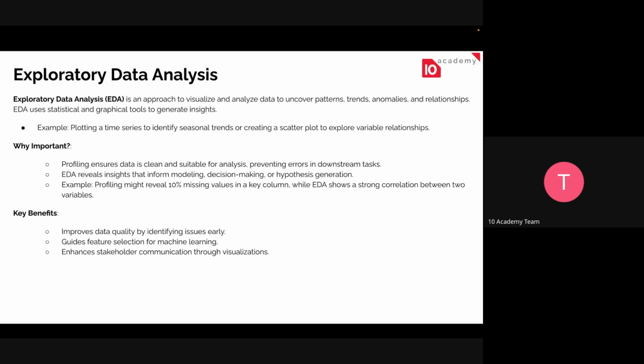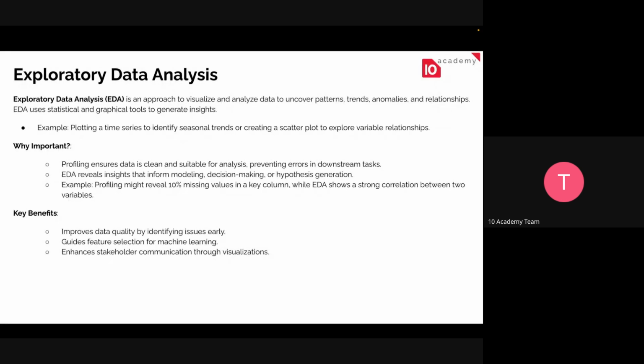But EDA reveals insight that will inform us in the modeling, decision making, and hypothesis generation. So depending on your EDA, you're going to be deciding on your modeling, deciding on the strategies that you should follow, and it will also help you to generate hypotheses. For example, profiling might reveal that 10% of the values are missing in a key column, while EDA shows a strong correlation between two variables.